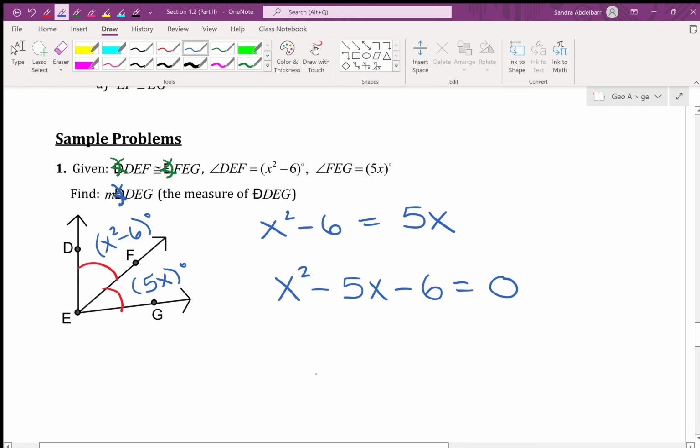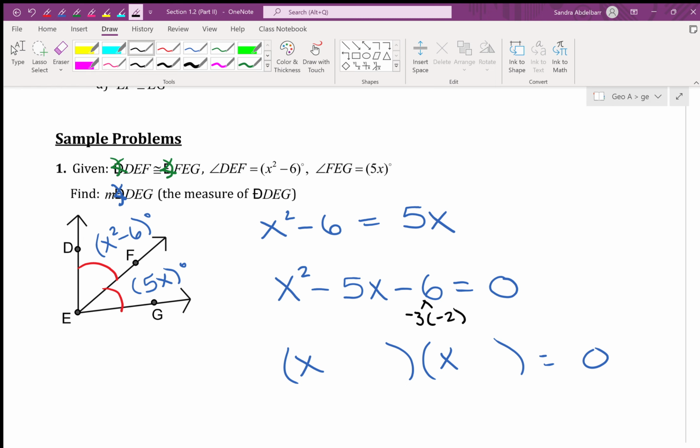Now we factor. Who thinks they know how to factor this? What numbers did you use? Max? Negative 3 and negative 2. So close. So let's check this out. What's a negative 3 times a negative 2? You need to get a negative 6. You got it, yeah. But you also need to get a negative 5 and negative 6. So 3 and 2 won't work. We need different factors.